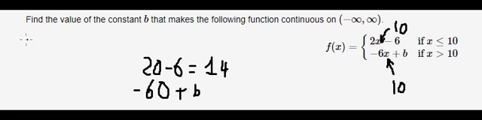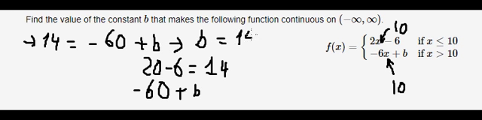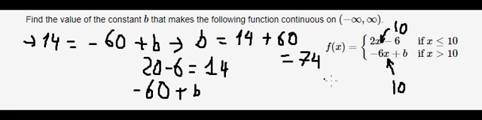So we get 14, the number we just found in here, should be equal to negative 60 plus b. And then we can find the value of b in here. That should be 14 plus 60, and you get 74. And this is the final answer we need to find.